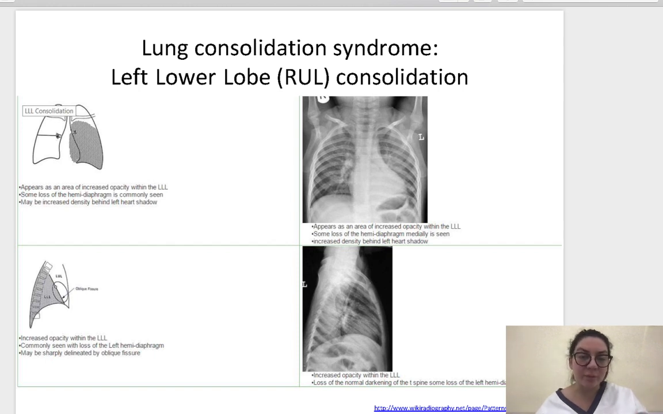And for confirmation we do a lateral view, and in the lateral view in this case we see that there is consolidation and coloration of the X-ray picture under the diagonal, and in the lateral view we specifically see that it is affecting the left lower lobe, and consolidation of the left lower lobe.